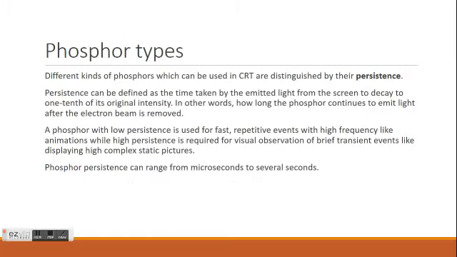There are various types of phosphor used in a cathode ray tube, which can be distinguished by their persistence. Persistence is how long the phosphor continues to emit light after the beam is removed. Phosphor with low persistence is used for animations, while high persistence is used for complex static pictures.